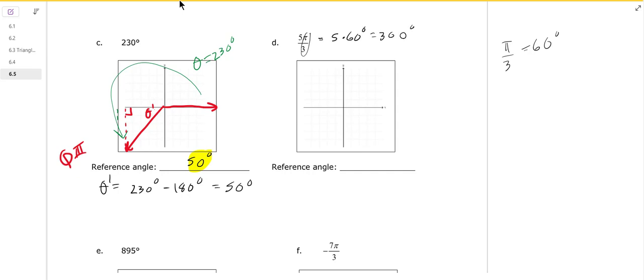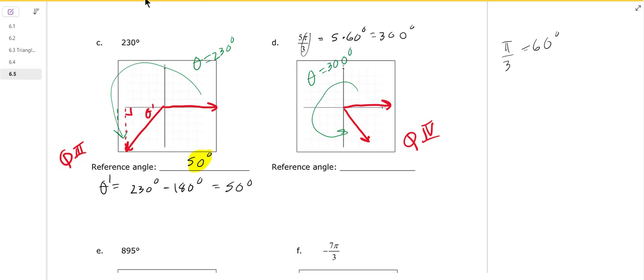A lot of times if you're dealing with radians, it's just as well to convert it to degrees and then reason it out that way. So that's what I'm going to choose to do on this. The initial side is the x-axis. So now we're going to be in quadrant 4. Our angle we will draw this way to get in quadrant 4, and this would be the original angle theta, 300 degrees.